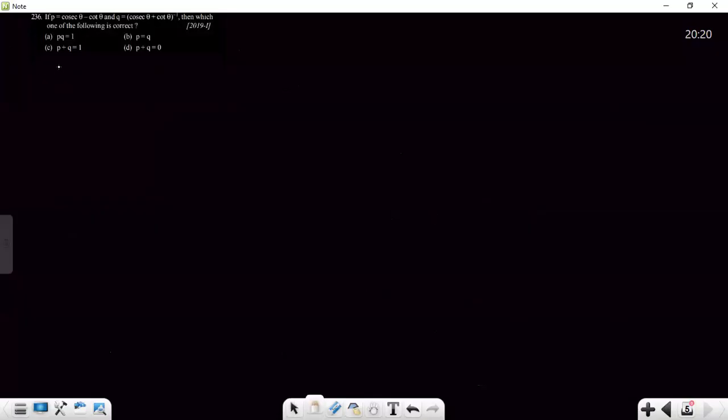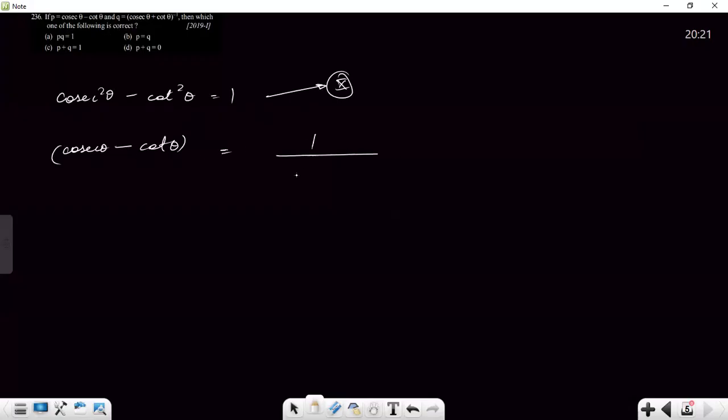P is equal to cosec theta minus cot theta, and Q is equal to cosec theta plus cot theta inverse. We know one thing for sure, that cosec square theta minus cot square theta is equal to 1. This is the property from our childhood that we learned in class 10th. So from here we also conclude that a square minus b square is equal to a plus b into a minus b, and hence we can write it like this.